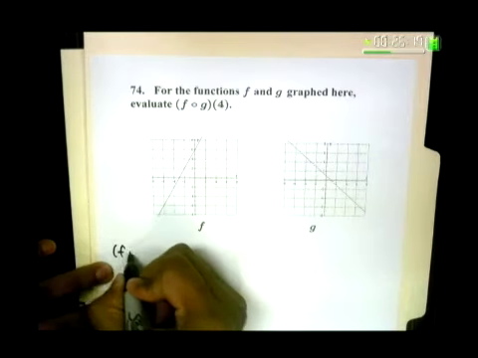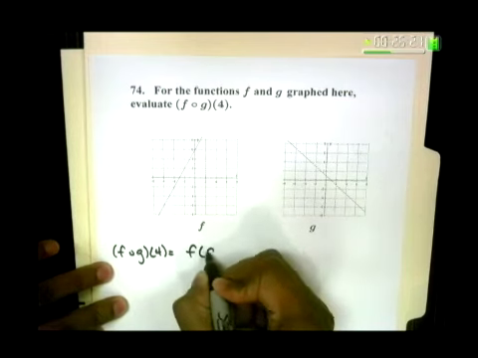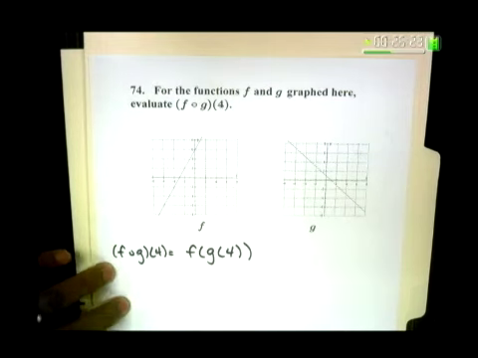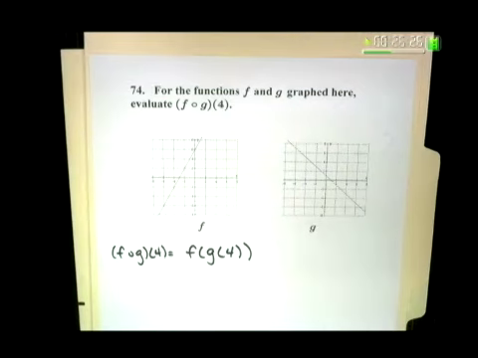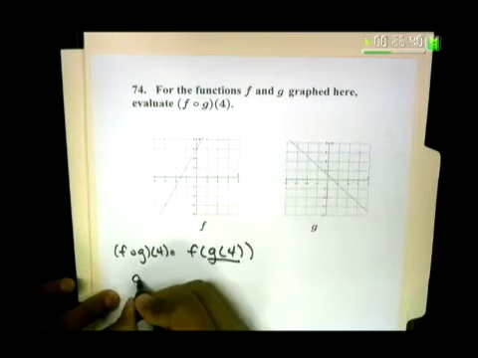And again, this is equal to f of g of 4, okay? And I write it like that. Sometimes it's a little bit easier to see what you're actually going to do, because that tells me I'm going to find g of 4, and then I'm going to plug whatever I get into f of x, all right? Okay, so how do I find g of 4?